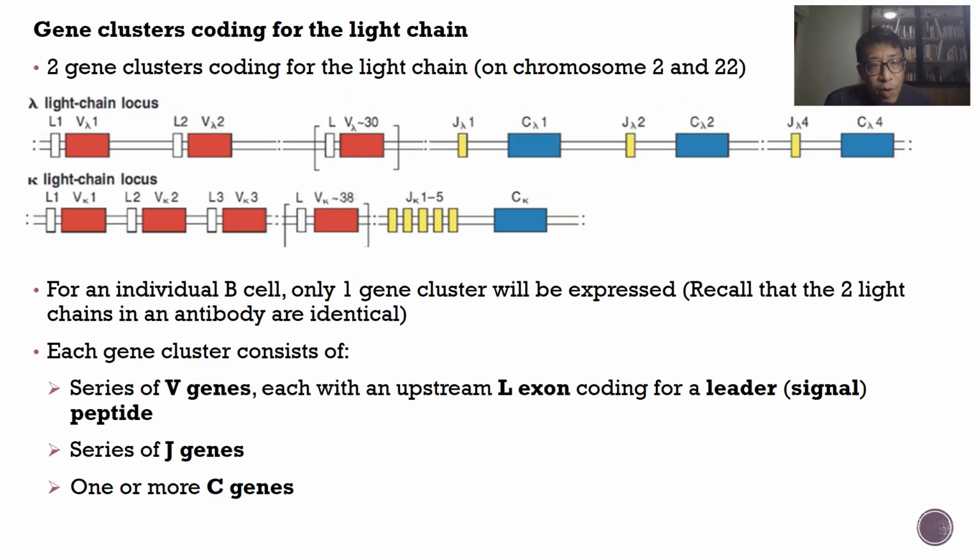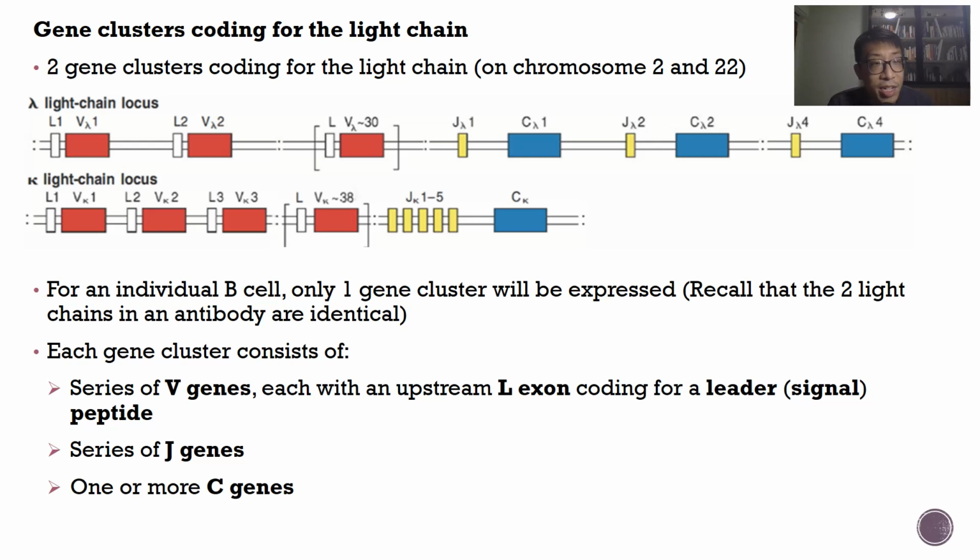Before we look at how, we look at the genes that code for the antibody. Recall that an antibody molecule is a quaternary protein. It consists of light chain and heavy chain: two light chain polypeptides and two heavy chain polypeptides.